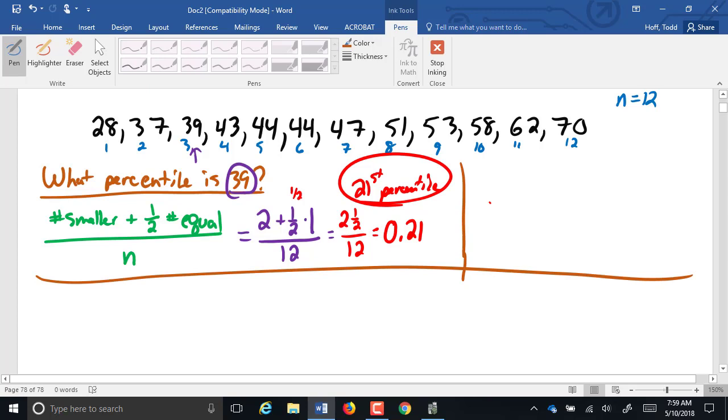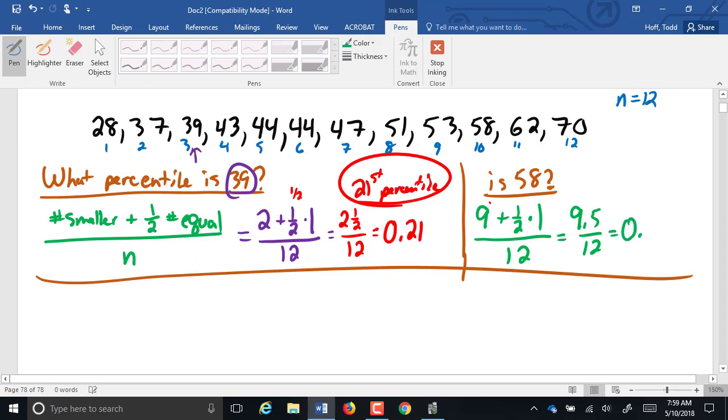What percentile is the 58? How many numbers in this list are smaller than the 58? 9, plus 1/2 times how many are equal to 58? 1, divided by 12. So 9 plus 1/2 times 1? 9.5. 9.5 divided by 12 is 0.79, so that's the 79th percentile.